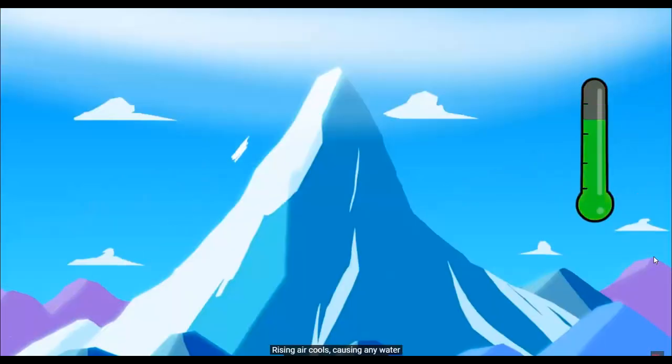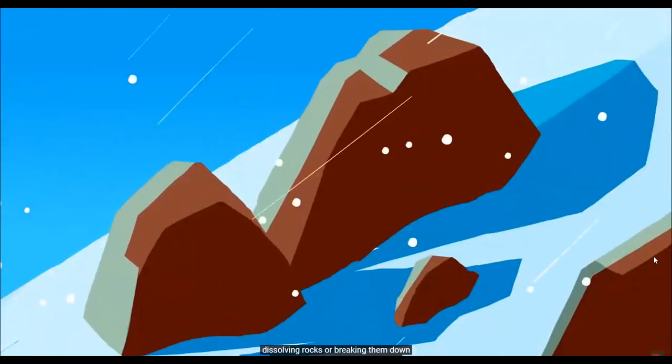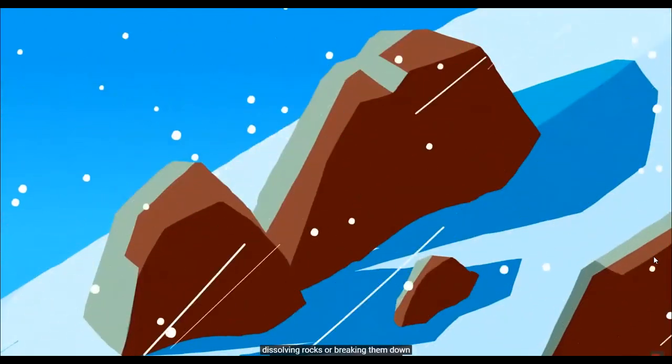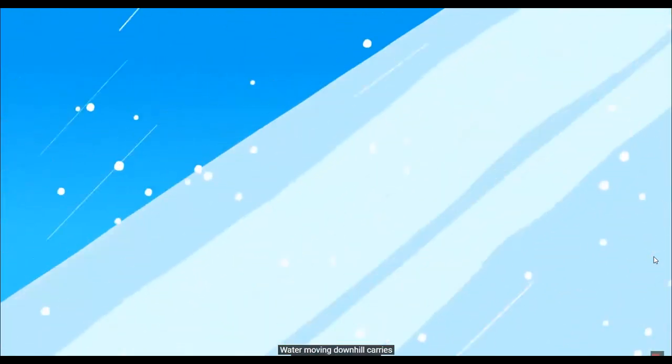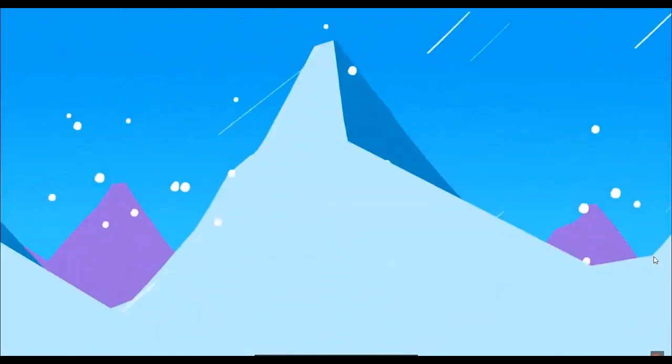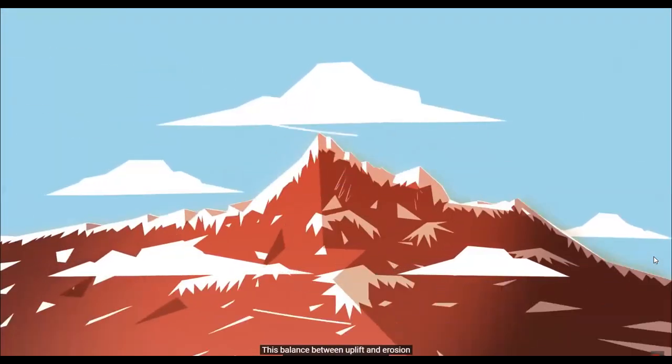Rising air cools, causing any water vapor within it to condense and form rain or snow. As that falls, it wears down the landscape, dissolving rocks or breaking them down in a process known as weathering. Water moving downhill carries the weathered material and erodes the landscape, carving out deep valleys and jagged peaks. This balance between uplift and erosion gives a mountain its shape.